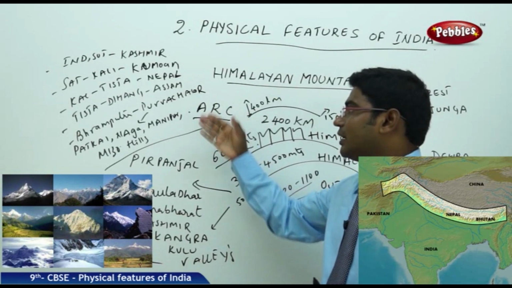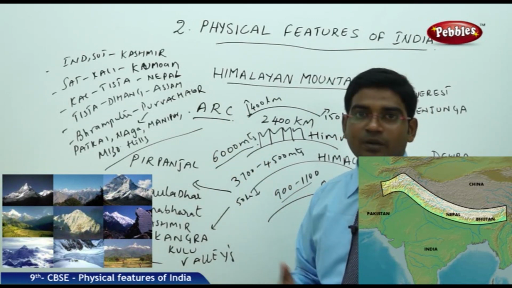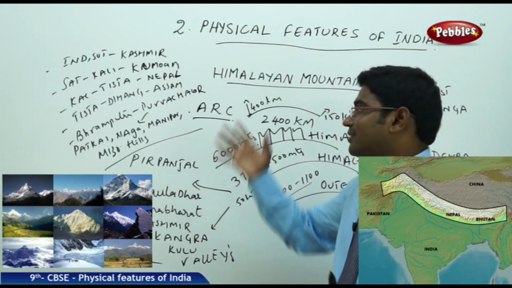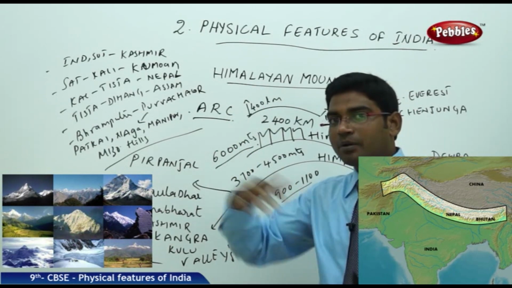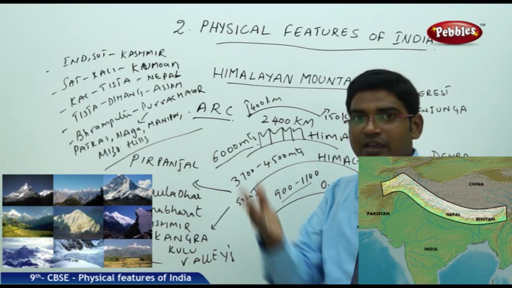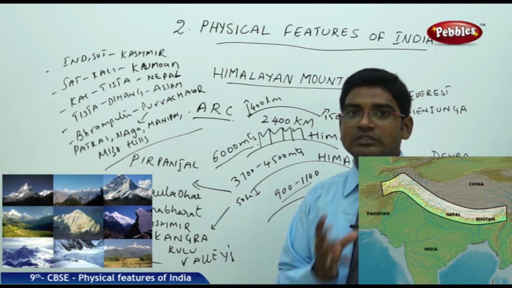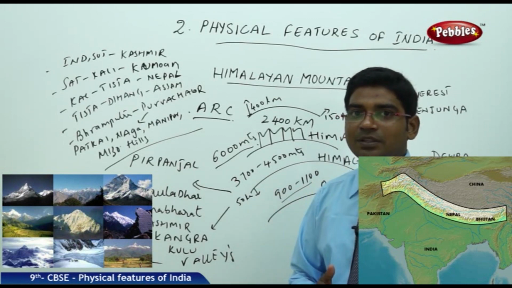So from Tista to Dihang, Dihang is the other name for Brahmaputra as I mentioned earlier. It's in the Assam border, so we call it the Assam Himalayan region. And after Brahmaputra enters into India, that is Dihang, the Himalayas also take a southward turn and enter into the Arunachal Pradesh region.